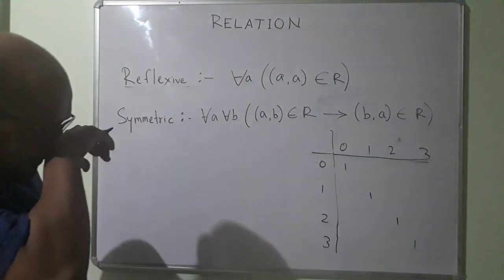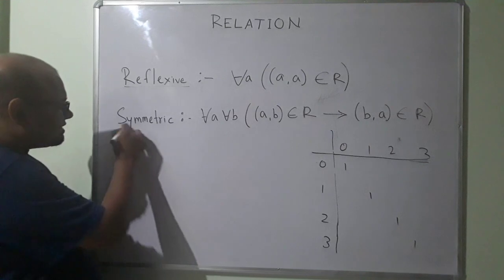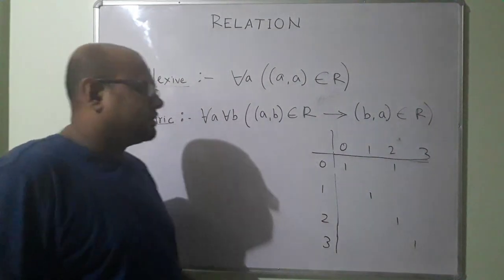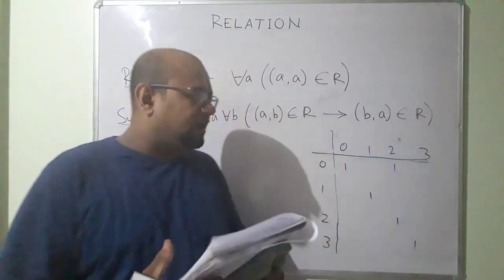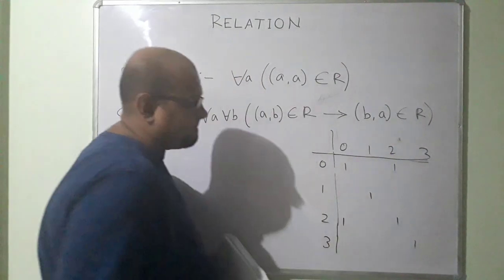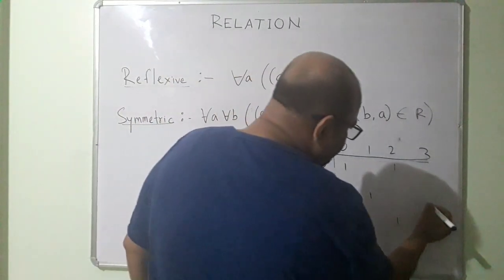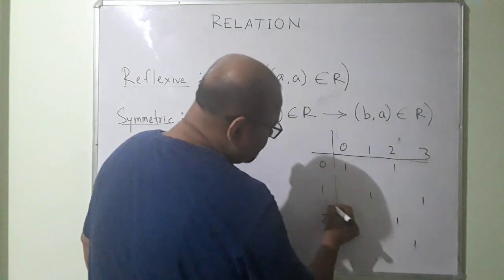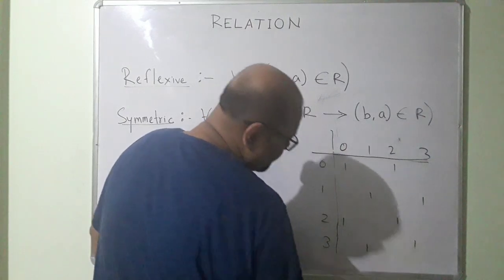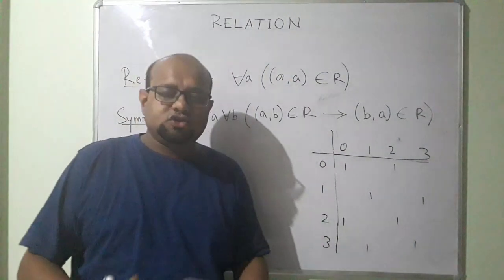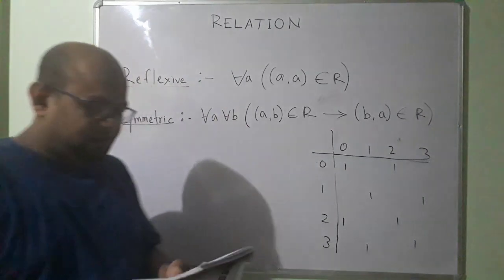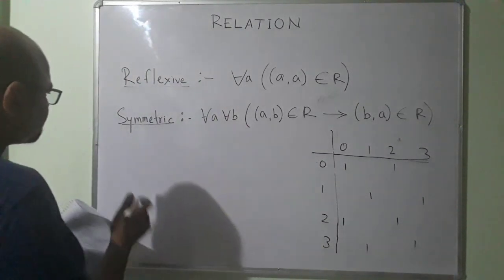So what does symmetric mean? Symmetric means that if I have some element in the relation, if I have this ordered pair (0, 2), it means that (2, 0) should also be there. If (3, 1) is there, then (1, 3) should also be there. So it implies that if there is some (a, b) in the relation, then (b, a) should also be there. Okay, we will see all of this with more examples.